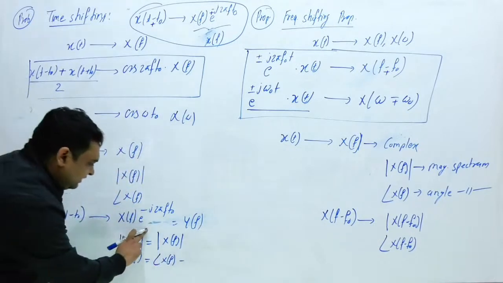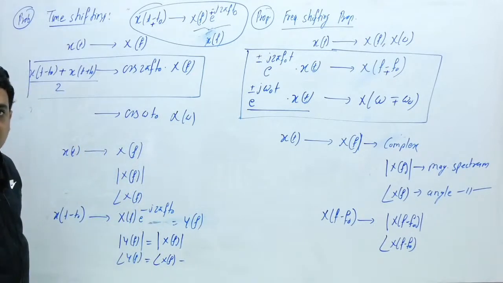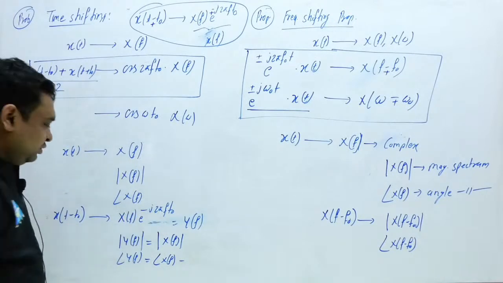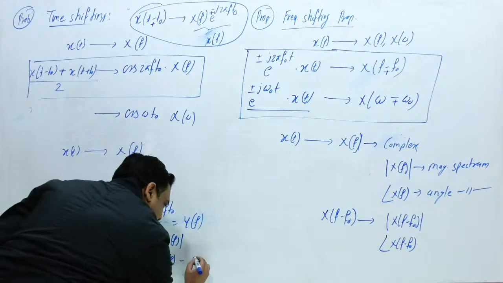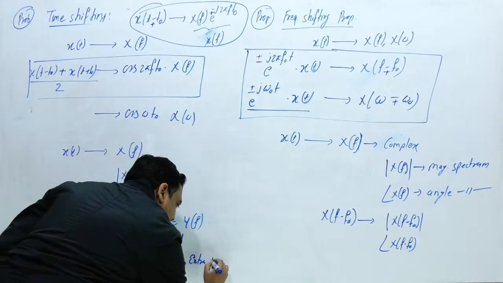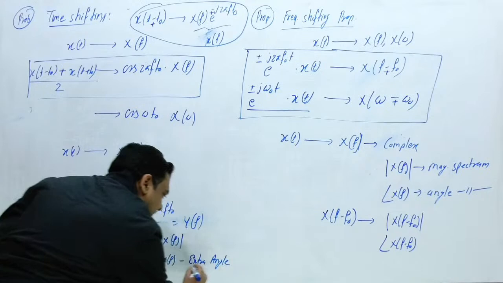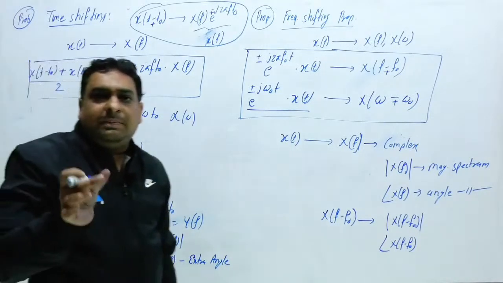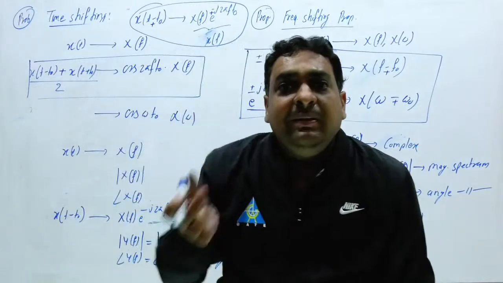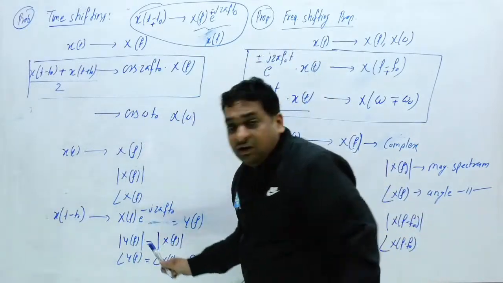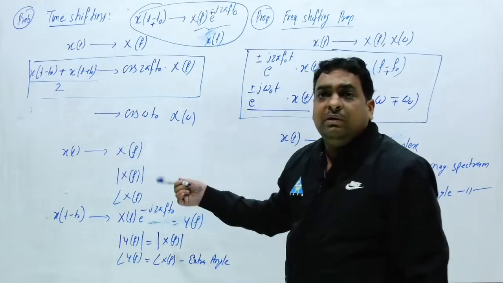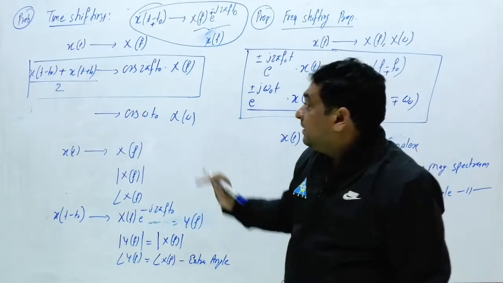E raised to power j theta. And what is theta? Minus 2 pi f t0. So here some extra angle, or another angle will be added. And what is the angle? You can find out from here. If two signals are multiplied, what will be the angle? Angle will be added. Control system already you have studied. So this angle and this angle. So here angle will be changed. So this thing just you should remember.